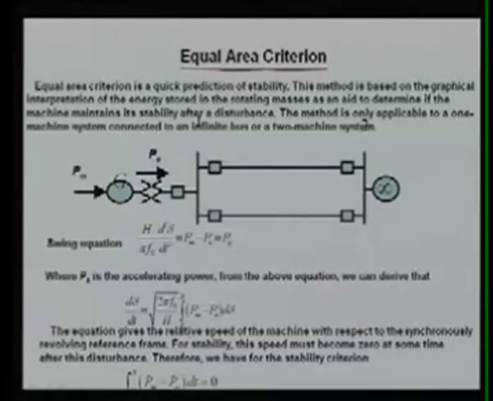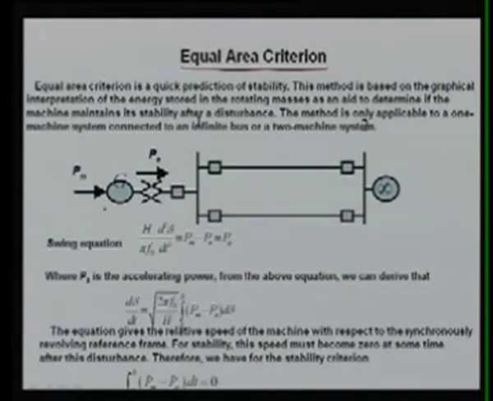This method is based on the graphical interpretation of the energy stored in the rotating mass, as an aid to determine if the machine maintains its stability after a disturbance. The method is only applicable to a one machine system connected to an infinite bus, or a two machine system. Basically, for a one machine infinite bus system, you can see the same example which I explained earlier.